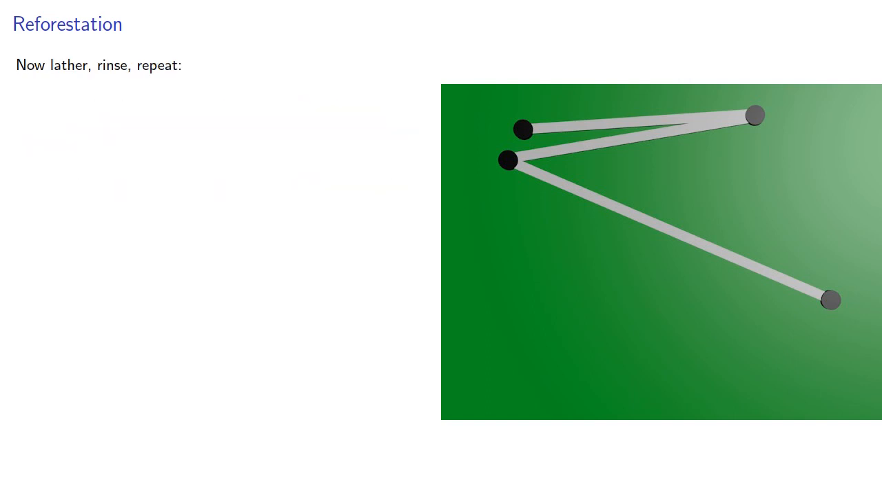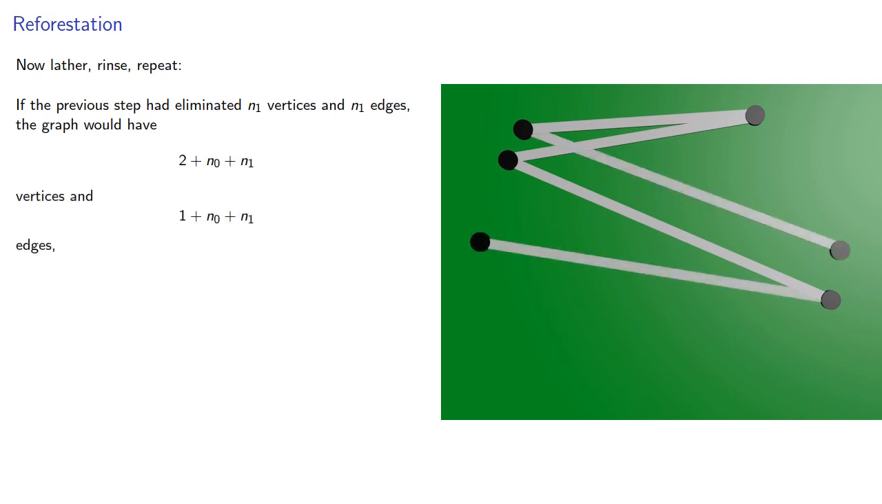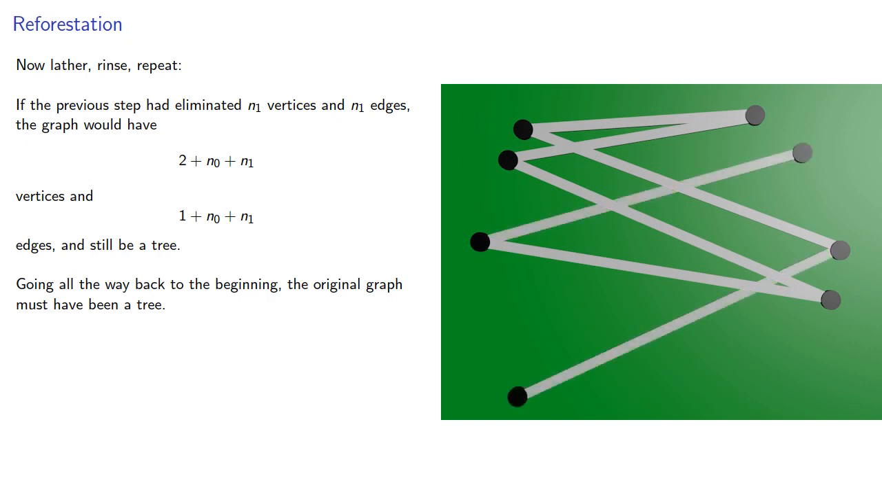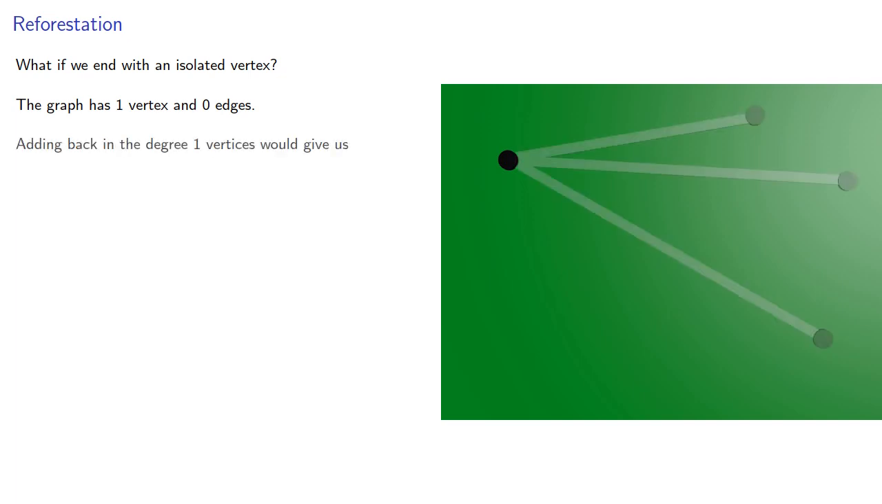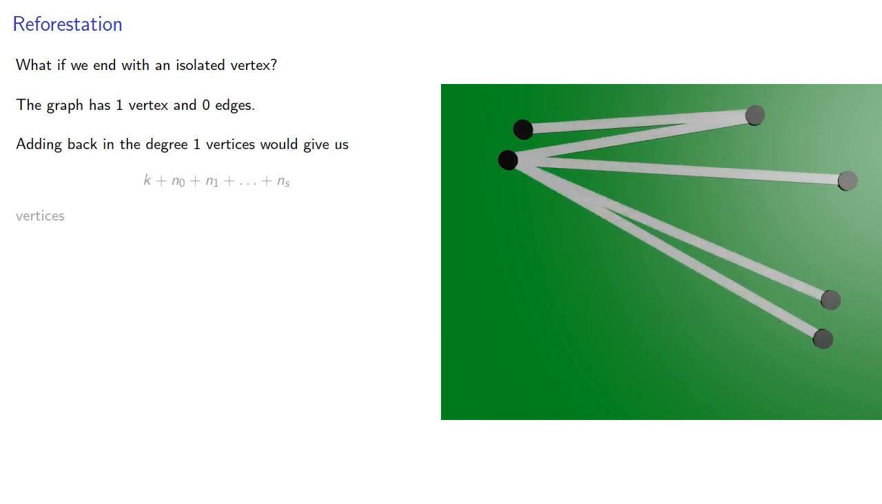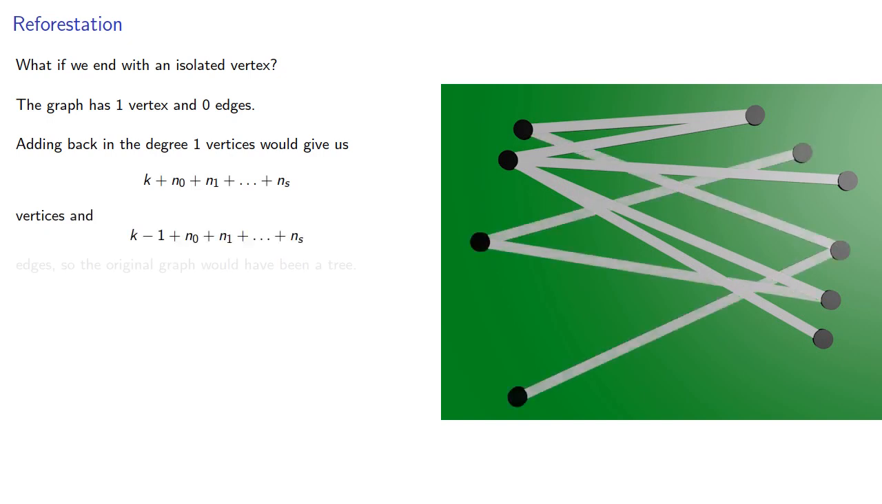Now lather, rinse, repeat. If the previous step had eliminated n1 vertices and n1 edges, the graph would have this many vertices and this many edges, and again, that's one fewer edge, so it would still be a tree. And going all the way back to the beginning, the original graph must have been a tree. What if we end with an isolated vertex? This graph has one vertex and zero edges. And adding back the degree 1 vertices would give us this many vertices and this many edges, so the original graph would have been a tree as well.